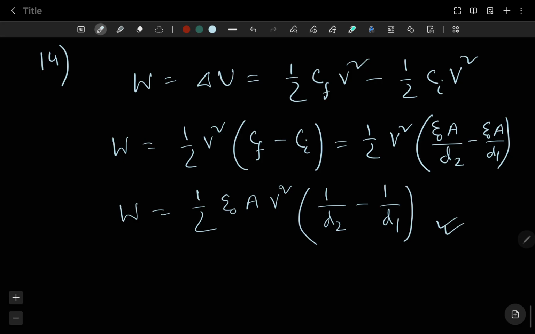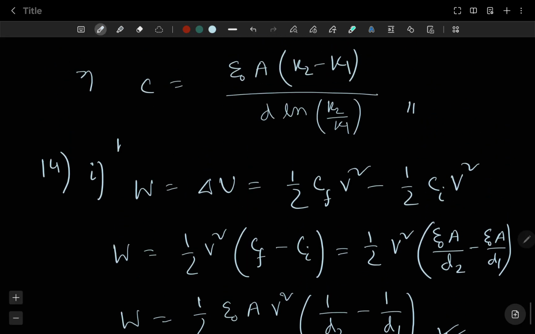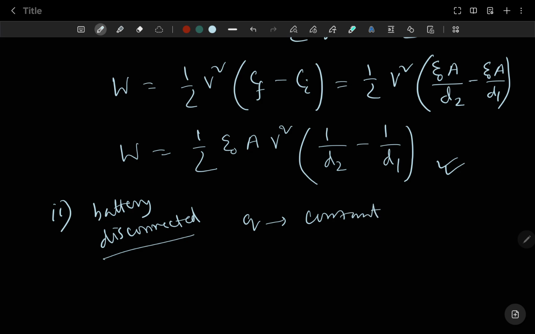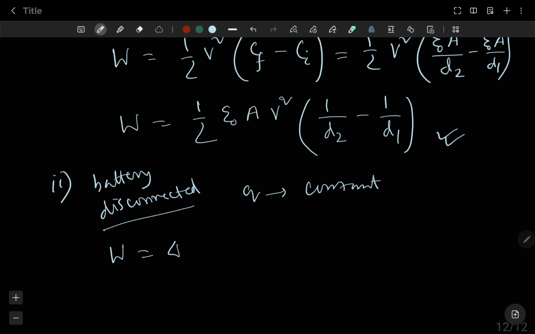It may be negative. If it is negative, then you will say that it is the work done by the force, and when it is positive, then it is work done against the force, that is work done by external agent. Okay, so that is when battery is connected. When battery is connected, V is constant, and battery disconnected means Q constant. So in this second problem we should write the same thing, delta U, but this time we should write it as Q square by 2C, that formula.